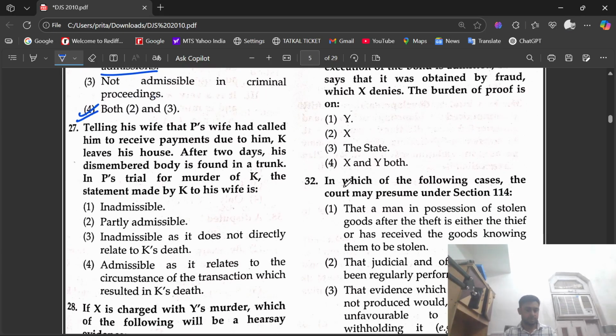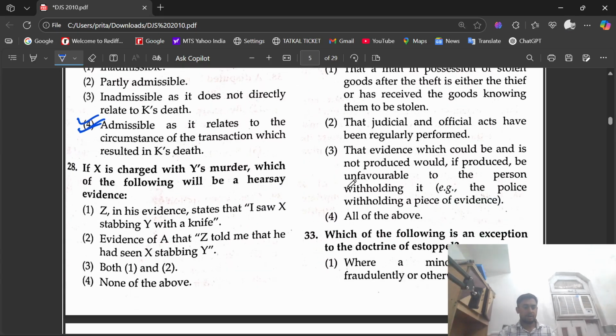Question number 27. Telling his wife that P's wife had called him to receive payment due to him, K leaves his house. After 2 days, his dismembered body is found in a truck. In P's trial for murder of K, the statement made by K to his wife is inadmissible, partly admissible, inadmissible as it does not directly relate to K's death, admissible as it relates to circumstance of transaction which resulted in K's death. So the right option is option 4.